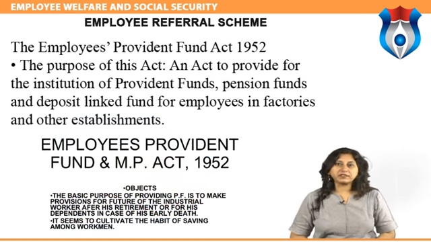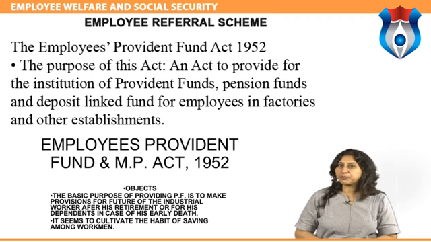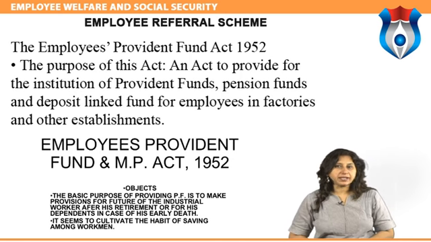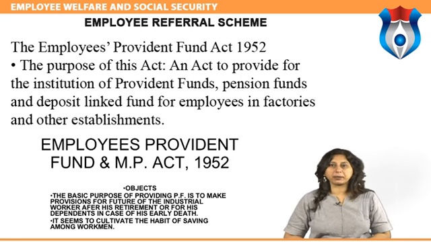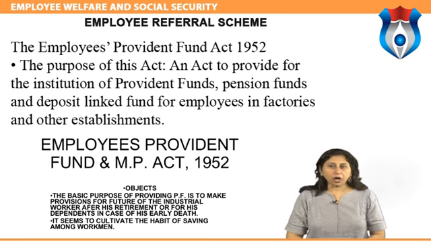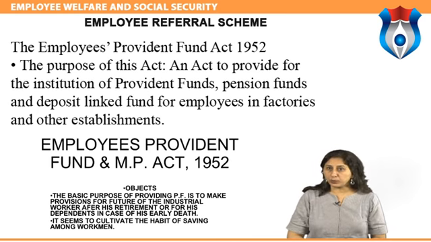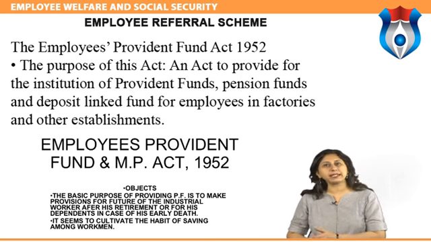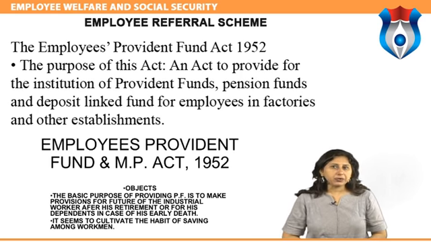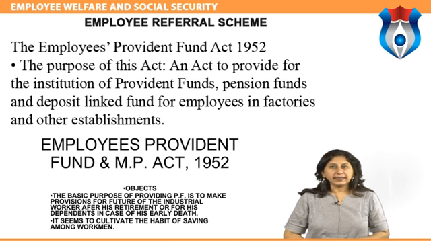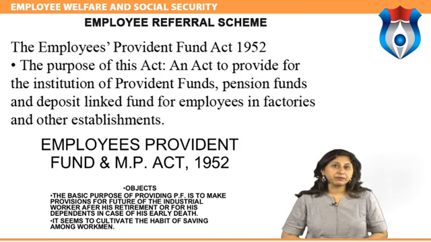The purpose of this Act: an Act to provide for the institution of provident funds, pension funds and deposit-linked fund for employees in factories and other establishments. Contributions of 10% of the wages are paid by the employer and another 10% by the employees. This amount is deposited with the government, which pays an interest. This Act also now has provisions for pension scheme.